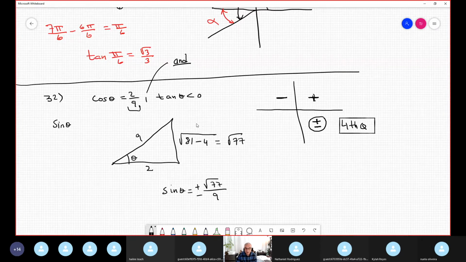Oh, I come back to the beginning. I know that my angle lies in the fourth quadrant. I know that sine in the fourth quadrant is negative. The answer is negative. Good or not good?